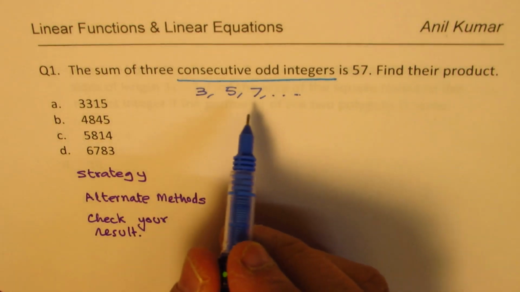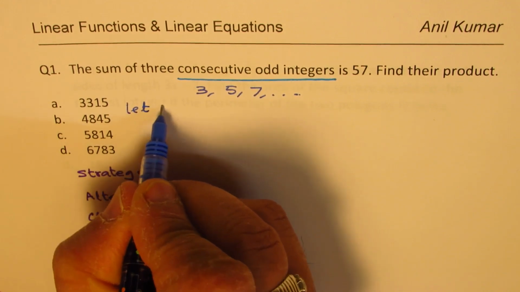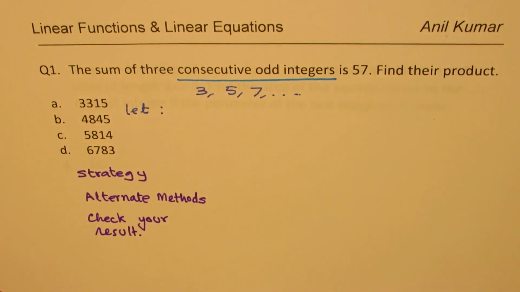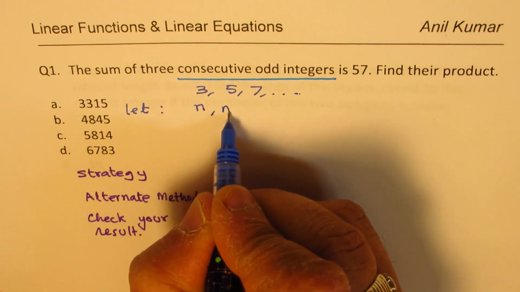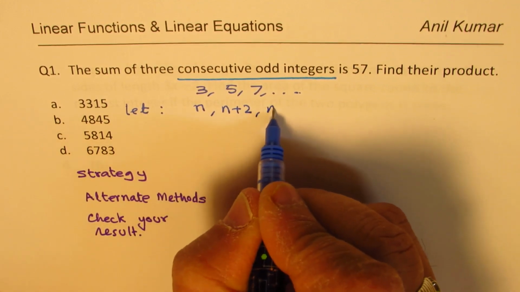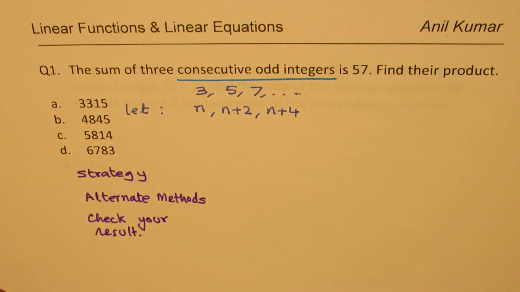Now we want the sum of 3 of such odd numbers. That means we need to define a variable. So we'll begin with the let statement. Now in the let statement, what could be these 3 odd integers? Well, we could say let them be n, n plus 2, and n plus 4, right? Skip by 2. That is how we could define our 3 consecutive odd integers.